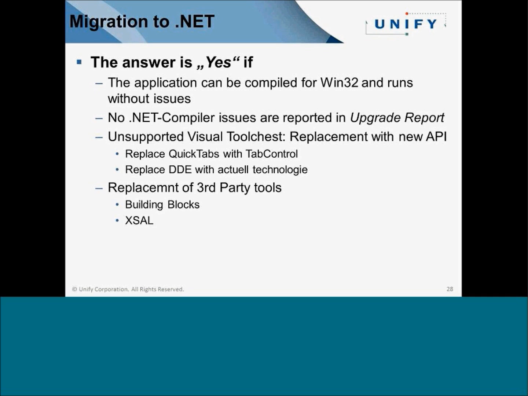So the first step, again, should be to bring your application to a Win32 application. And if you have problems with this Win32 application, it will not be better if you compile to .NET. So the application should run stable on Win32. All the Unicode issues should be solved on your side by replacing API calls, DLL calls, C calls, and so on. And no compiler issues should be reported in the upgrade report.